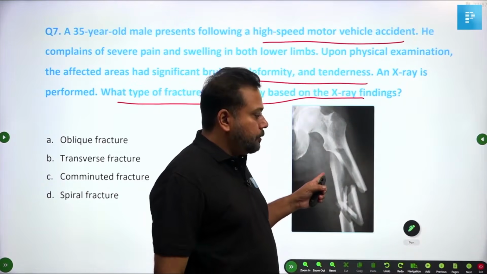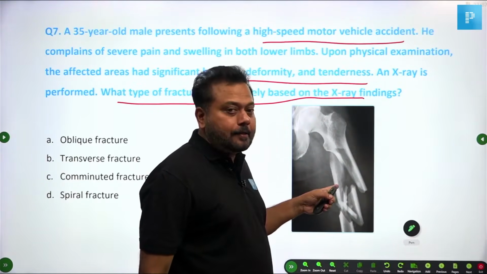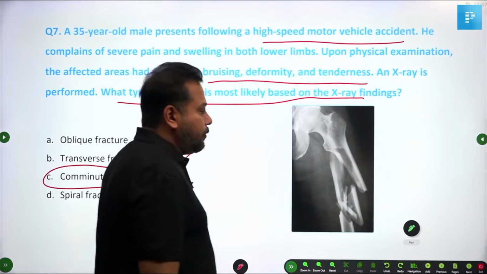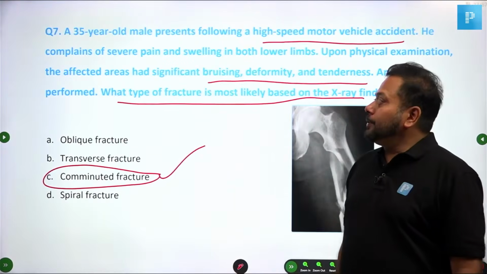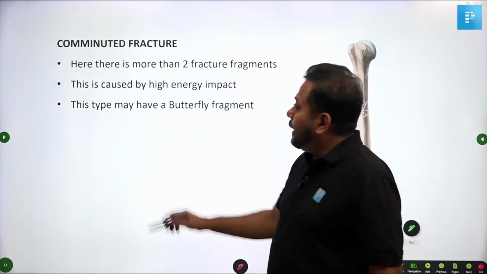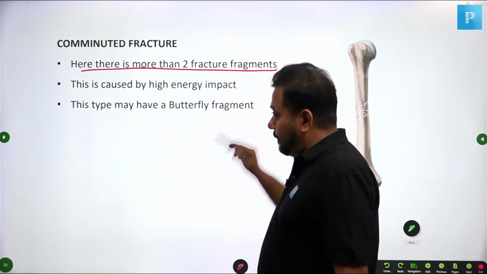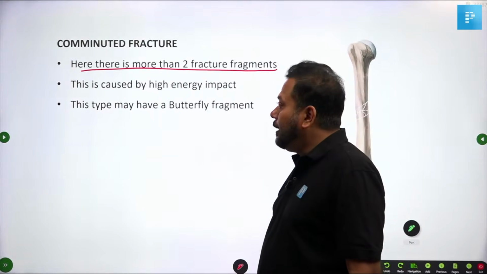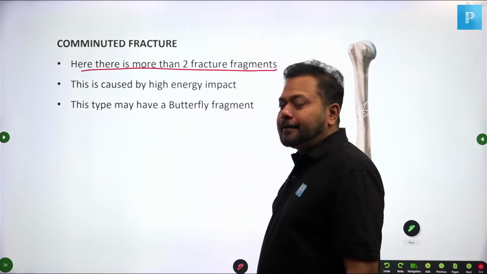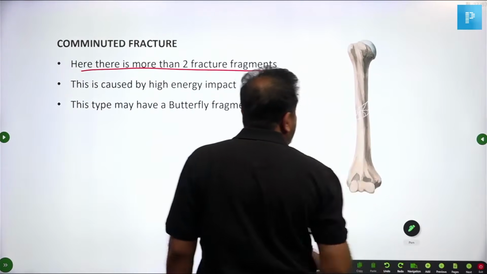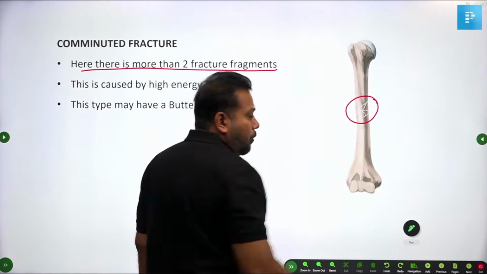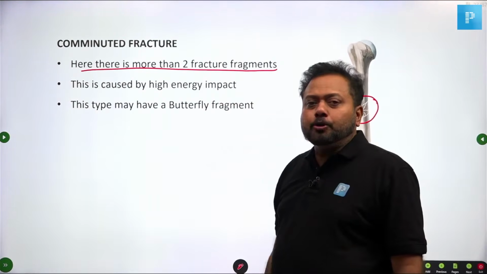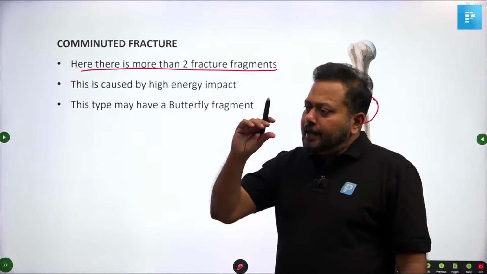The X-ray shows a classical comminuted fracture. In a comminuted fracture, there are more than 2 fracture fragments. Whenever there are more than 2 fracture fragments, that is called a comminuted fracture. It is caused by high energy impact. This type of fracture may have a butterfly fragment. Butterfly fragment means a separate fragment.